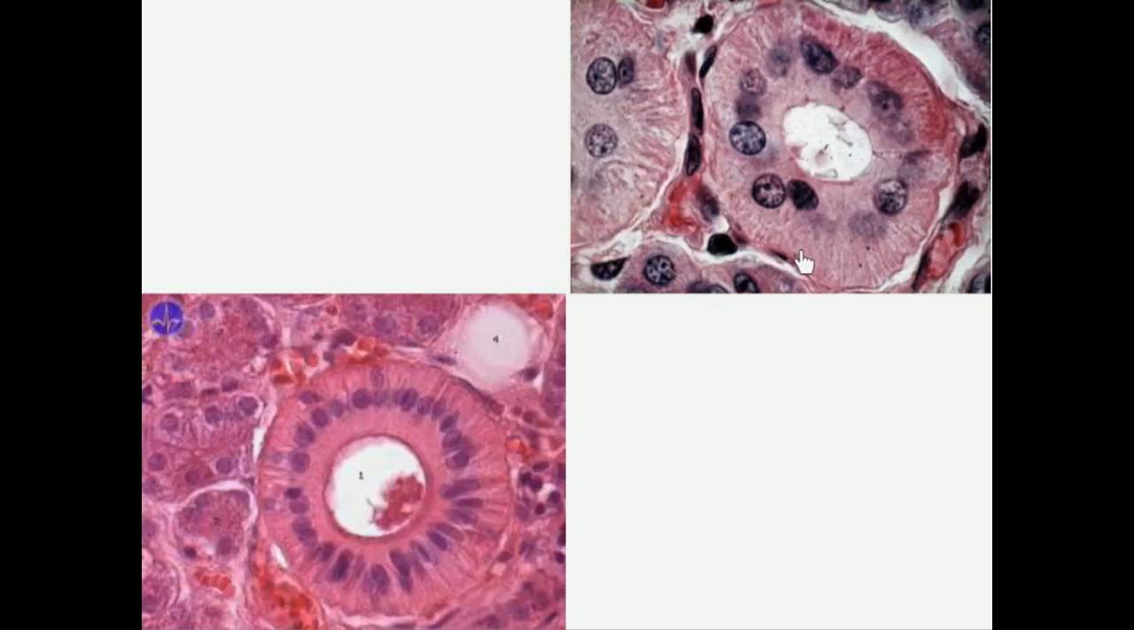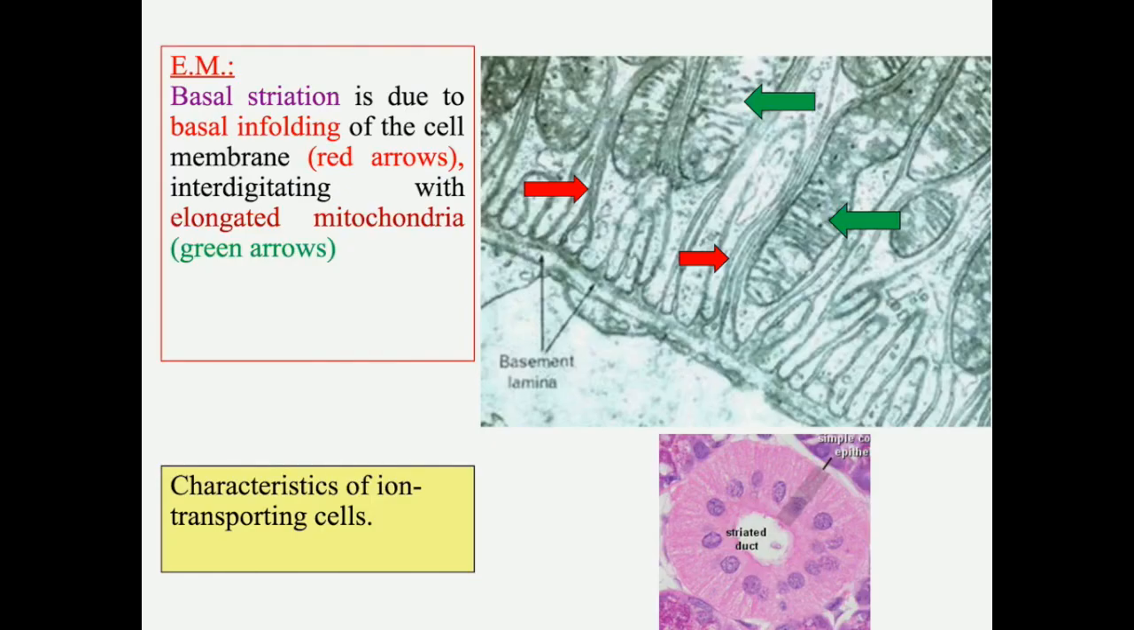Here again is another LM picture showing the striated duct. How do you diagnose this duct? By the presence of these striations at the base, and the appearance of the cells, which are cuboidal or low columnar with central rounded nuclei. So this is the striated duct or the secretory duct or intralobular duct, having these striations and the acidophilic cytoplasm evident here.